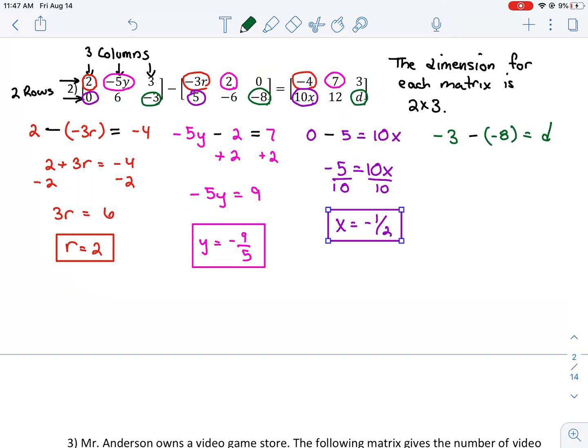And finally, the equation in green, negative 3 plus 8 is equal to d, so d is equal to 5. And there are the values for the 4 variables in the problem.